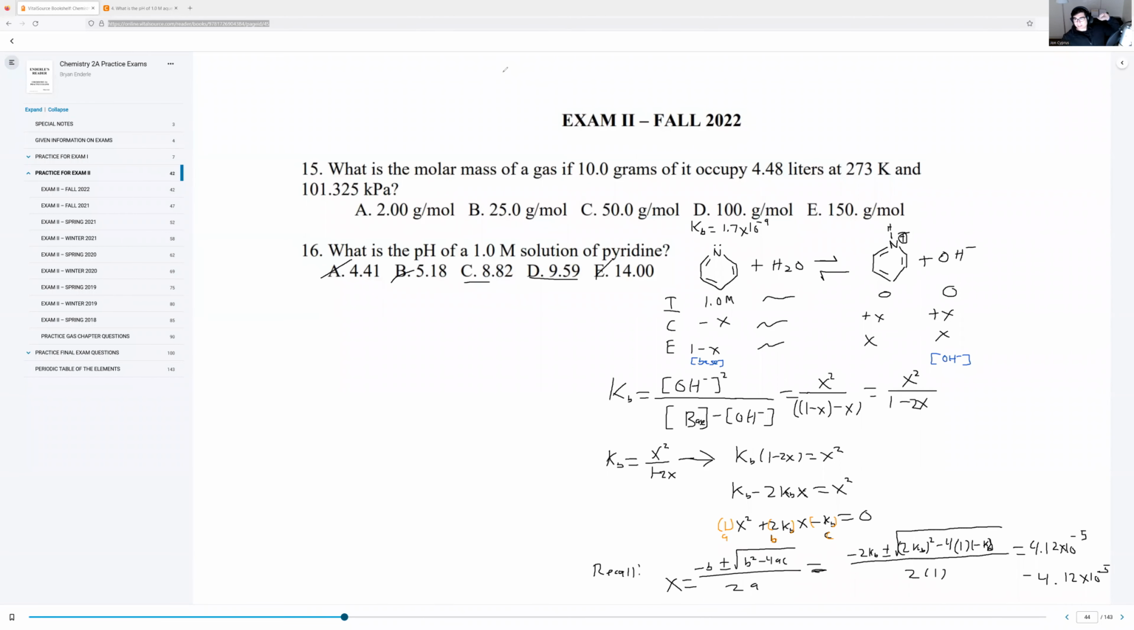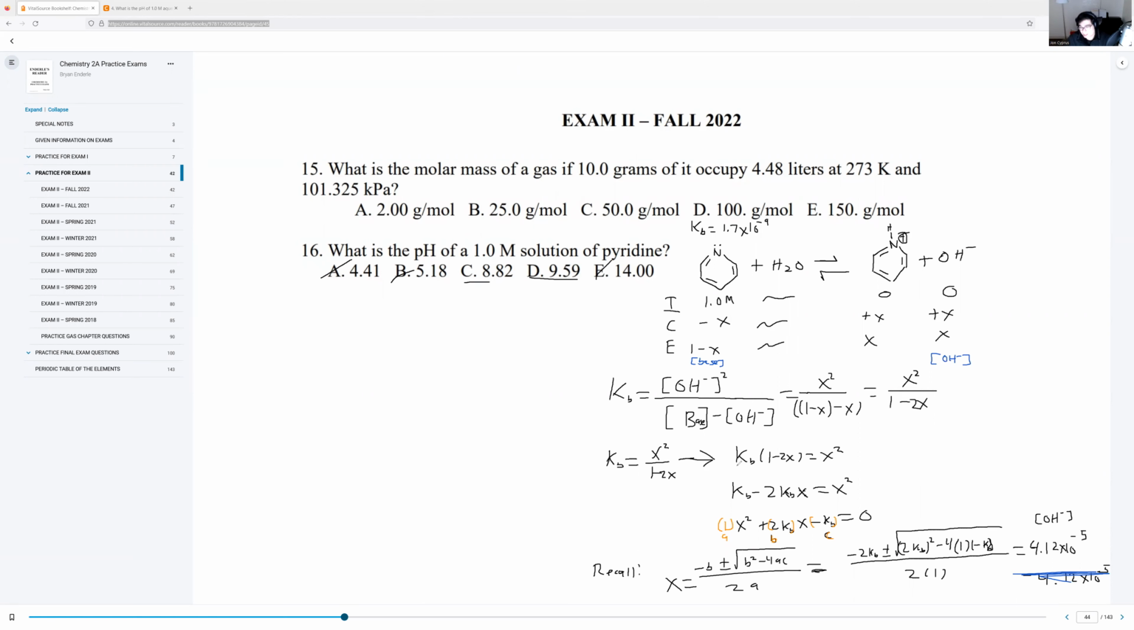All right, so if you look at this, I have 2 answers because of this plus or minus. Now you're only allowed to have 1, so the answer is the positive 1. You can't have a negative concentration. X stands for the concentration of hydroxide. So the negative 1, we ignore. So now that we have the concentration of hydroxide, we found X, the concentration of hydroxide. In an acid, you would denote X as the concentration of hydrogen.